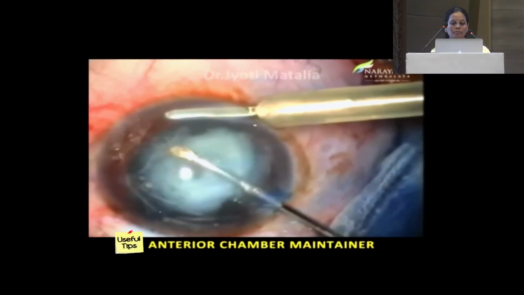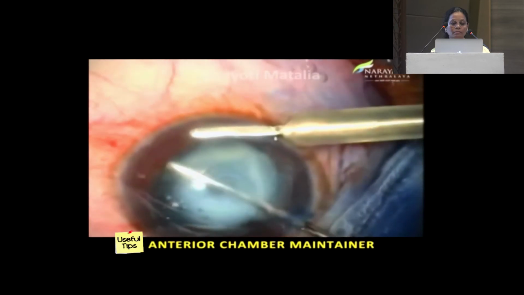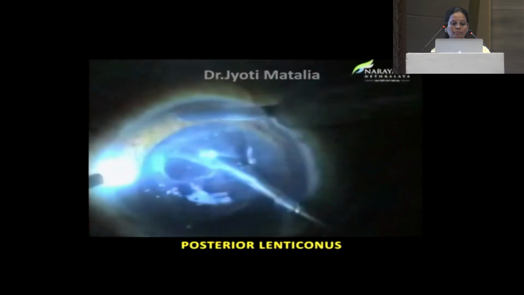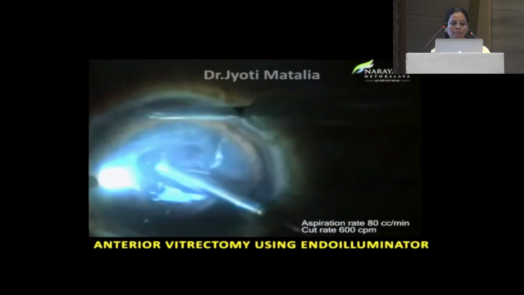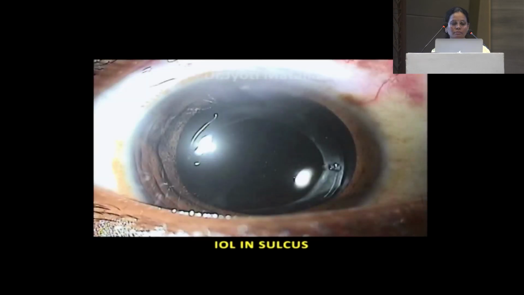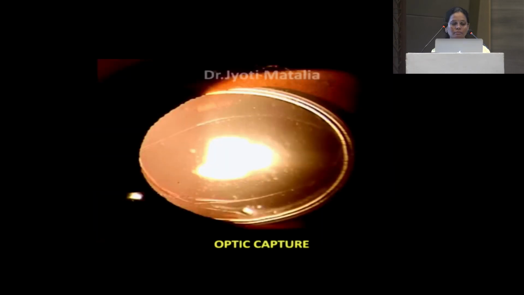An anterior chamber maintainer was used to prevent the fluctuations in the anterior chamber. Anterior vitrectomy was done in the area of the PC defect. The intraocular lens was then implanted in the sulcus, followed by an optic capture for good centration.